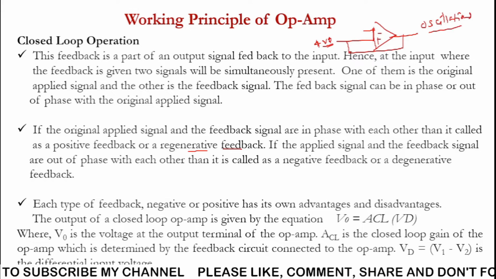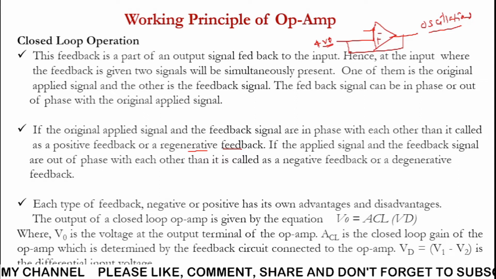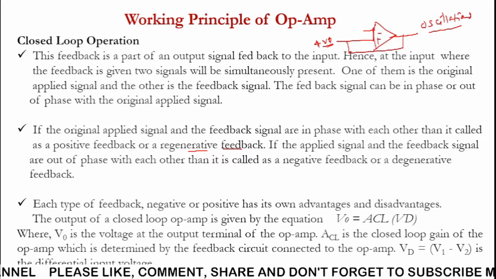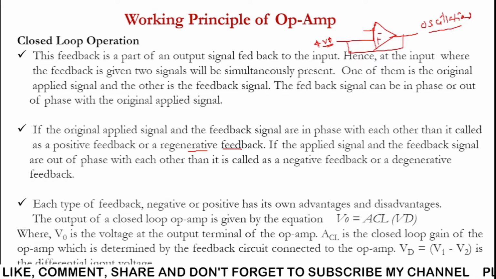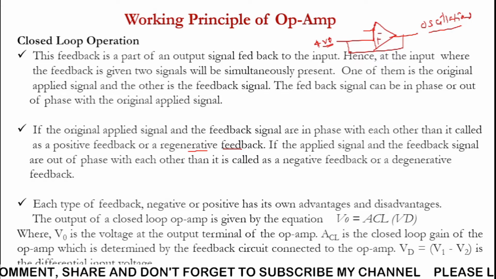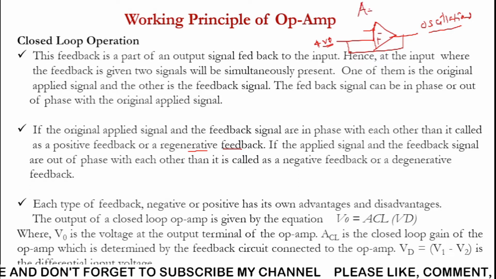So regenerative feedback will produce oscillations. If the positive feedback is there, it will always produce oscillations, while in case of negative feedback, it is not going to give us oscillations. It will reduce the gain of the circuit. So each type of feedback, negative or positive, has its own advantage and its own disadvantage.